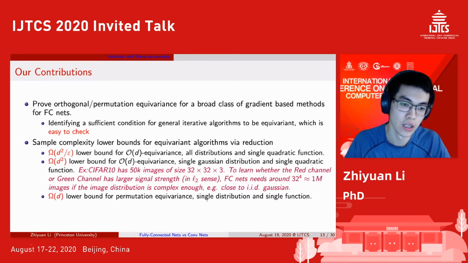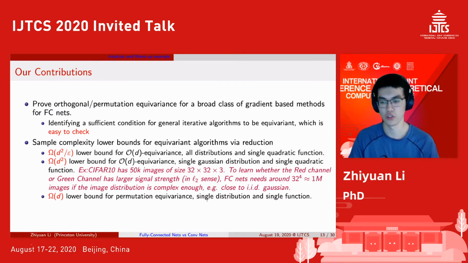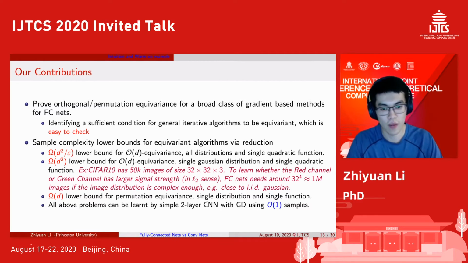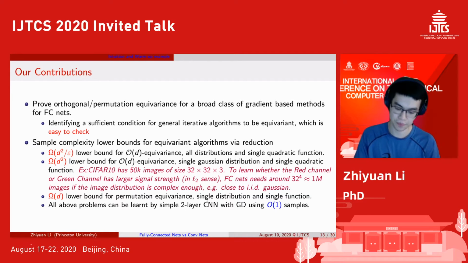So we also showed the Omega(d) lower bound for permutation equivariant algorithms on a single distribution and single function. In the end, we show that all the above problems are indeed very simple problems because they can be learned by a naive two-layer CNN with gradient descent using constant samples. And this completes the separation we wanted at the beginning of the talk.